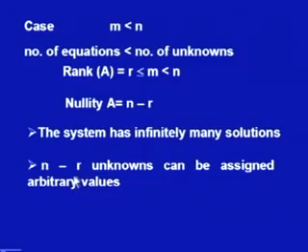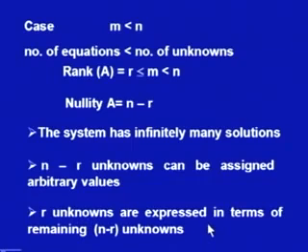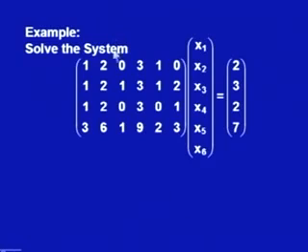In fact, n minus R unknowns can be assigned arbitrary values, and only R unknowns will be written in terms of the remaining unknowns. So R unknowns are expressed in terms of the remaining n minus R unknowns, and this I illustrate for this system. So let us have 4 equations in 6 unknowns. I have the coefficient matrix, this is the column vector of unknowns, they are 6 in number, and we have 4 equations.